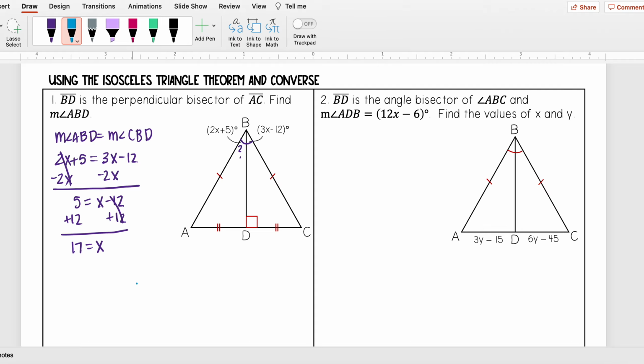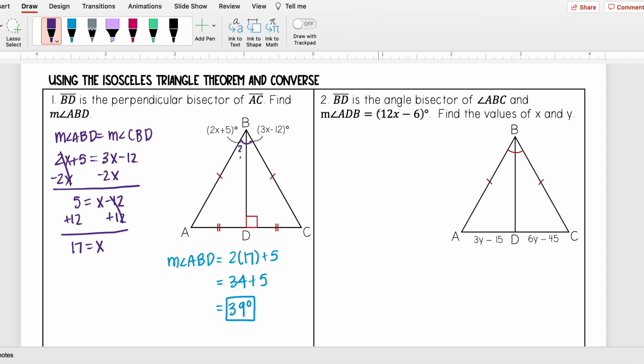Now this question asked me to find the measure of angle ABD, so I need to plug my x back in. ABD was 2x plus 5, so I have 2 times 17 plus 5. 2 times 17 is 34, and so I get that my answer is 39 degrees.